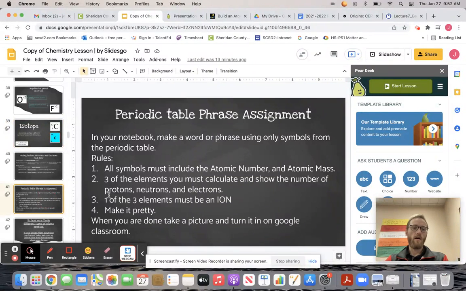And then finally, of these 3 that you solve that for, you have to say one of them is a positive ion or a negative ion, right? One of them has to be an ion, and you're going to show me what that means, right? By the number of electrons you have. You're either going to have more electrons than your protons or less, okay? And then when you're all done, just take a picture of your word and turn it into Google Classroom under the assignment that should say periodic table phrase assignment.